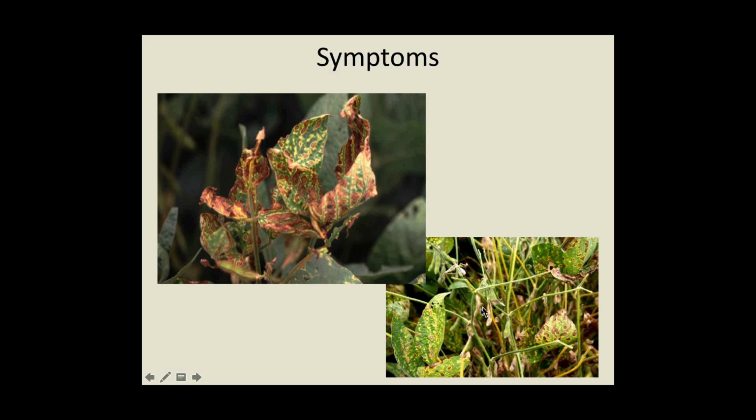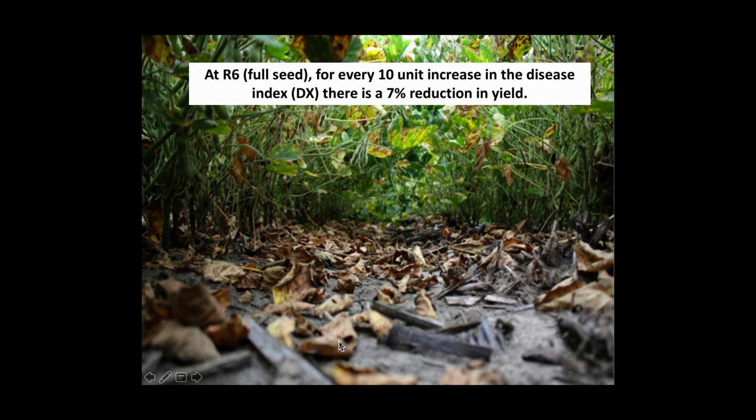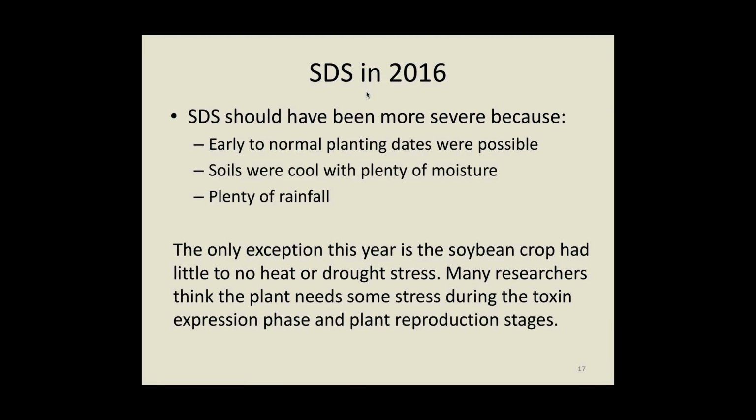And then even worse than that is when we start getting pod abortion, where we get these really massive reductions in yield. And we've been able to quantify this over many locations. Many universities have seen very similar things: at the full seed stage, for every 10-unit increase in disease, there's about a 7% reduction in yield. So this can really ramp up to where, especially when you're left with little sticks out in the field, the losses can be just devastating.